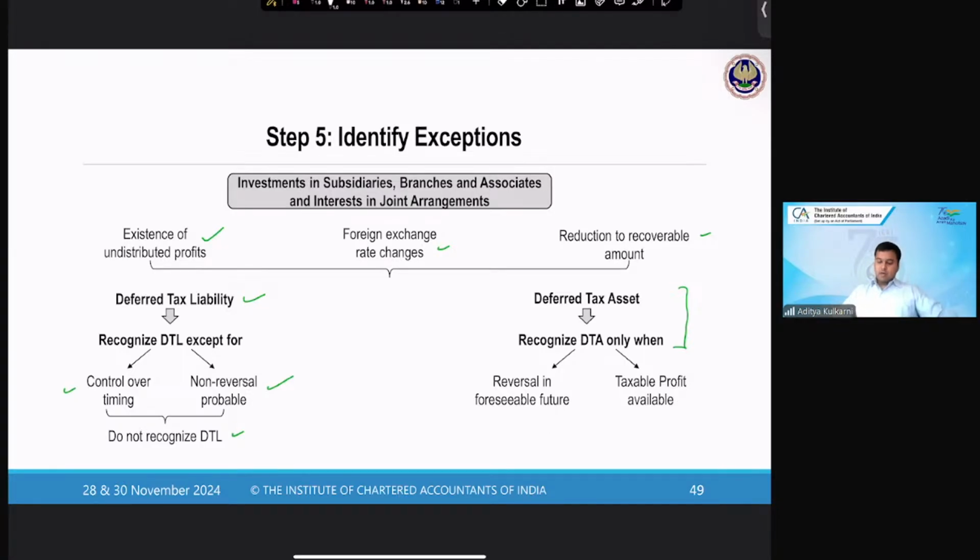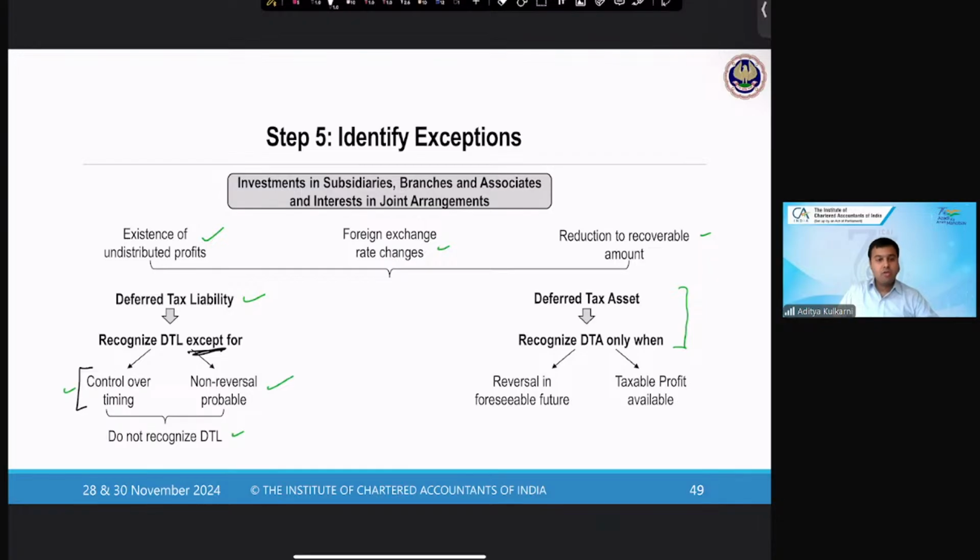Okay. Now, investments in subsidiaries, branches, associates, as well as interests in joint arrangements. Existence of undistributed profits, foreign exchange rate changes, reduction to recoverable amount. In all these three cases, recognize a DTL, specifically, always, except for two criteria.